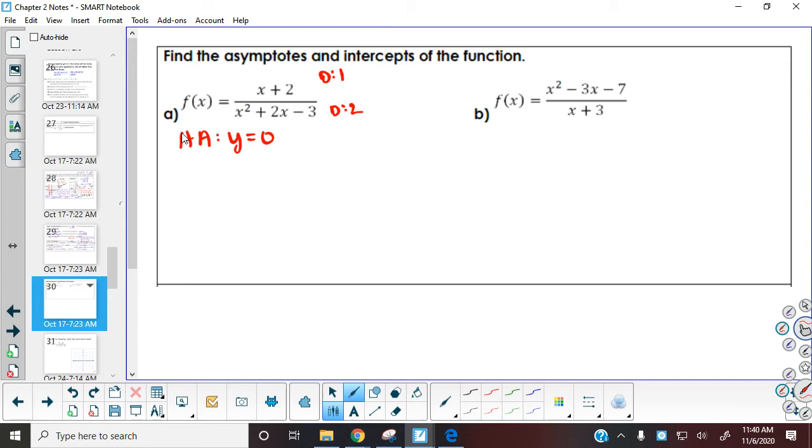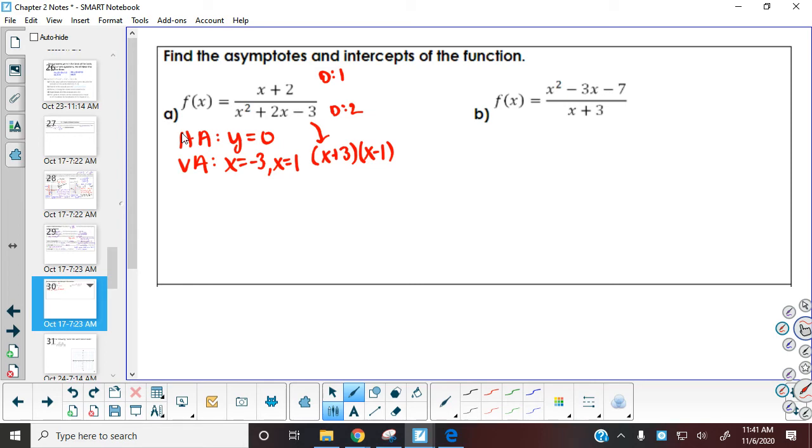The vertical asymptotes, you are then looking at the zeros of the bottom. So what you would do is on the bottom, you would go ahead and factor this to become x plus 3 and x minus 1. And so that's going to give you your two vertical asymptotes of x equals negative 3 and x equals positive 1, because those would be the zeros of the bottom.